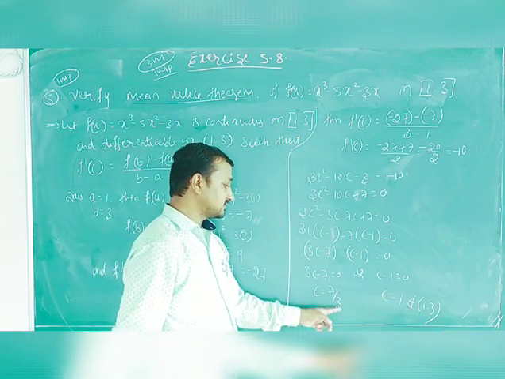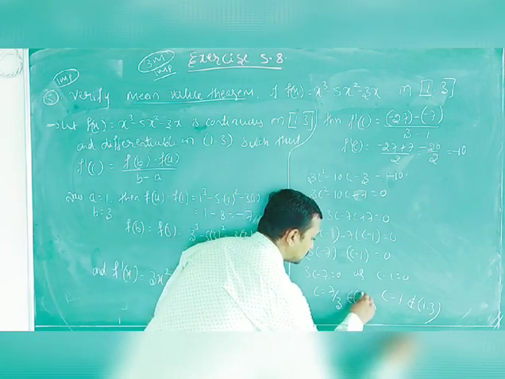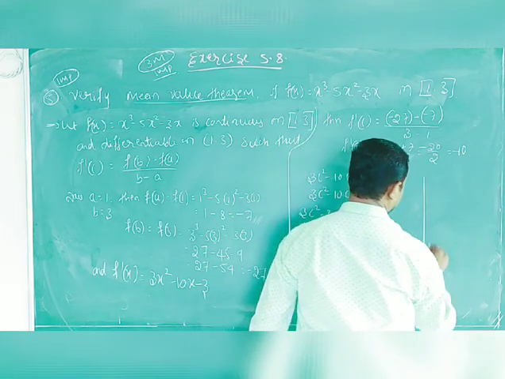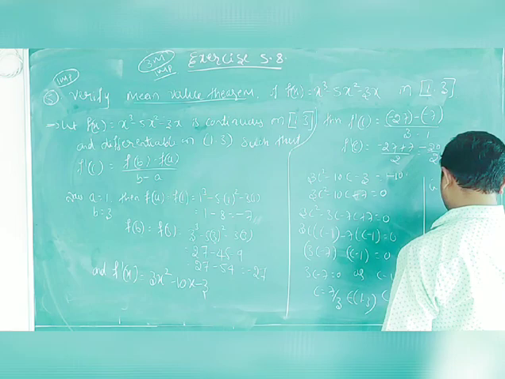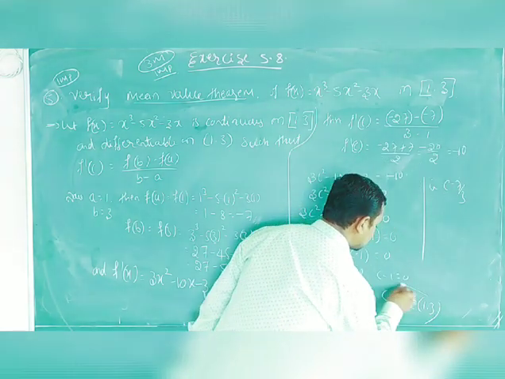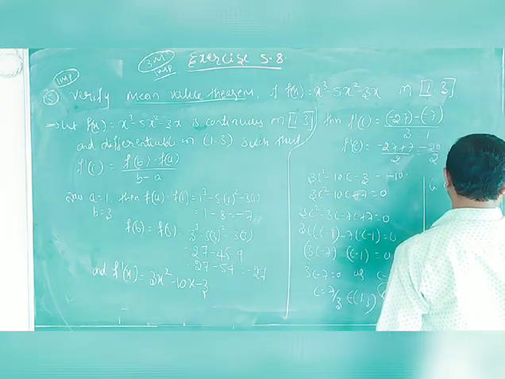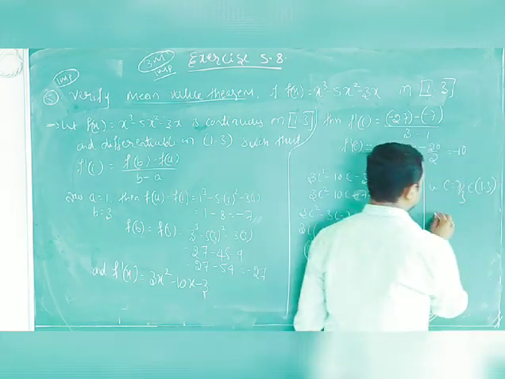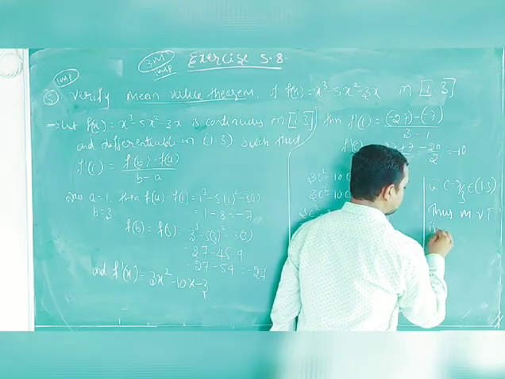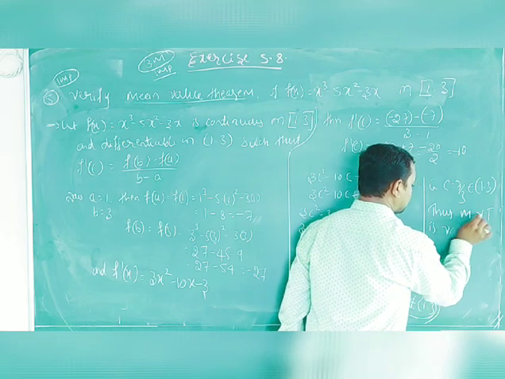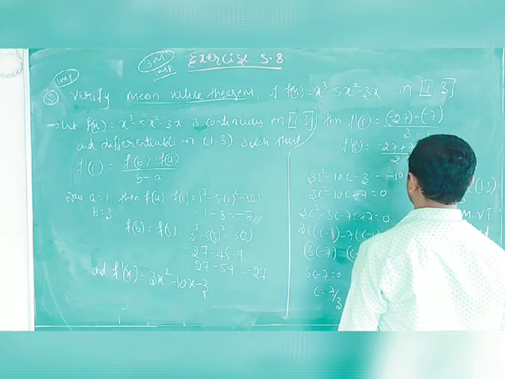Obviously 7 by 3 is 2 point something. So obviously this belongs to 1, 3. That is c equal to 7 by 3. The other value is not possible, leave it. C equal to 7 by 3 belongs to the open interval 1, 3. Thus, mean value theorem is valid.